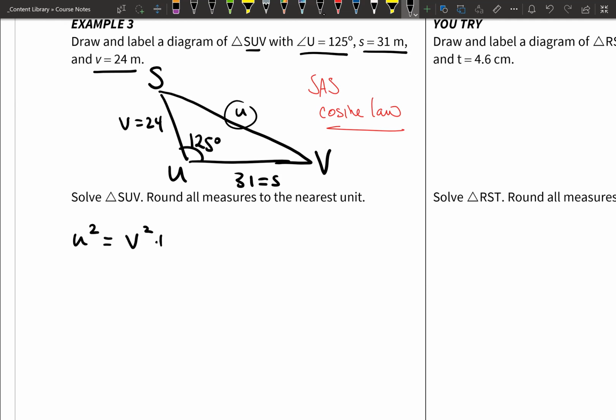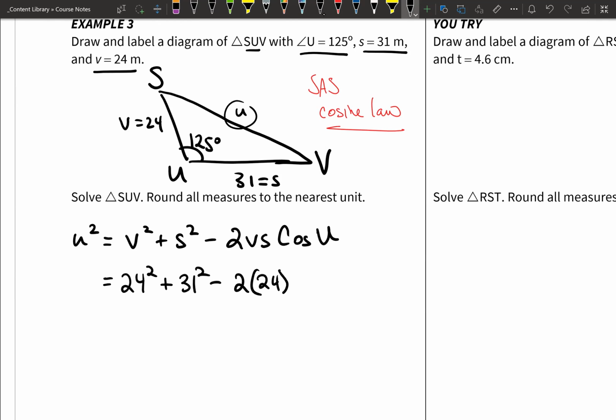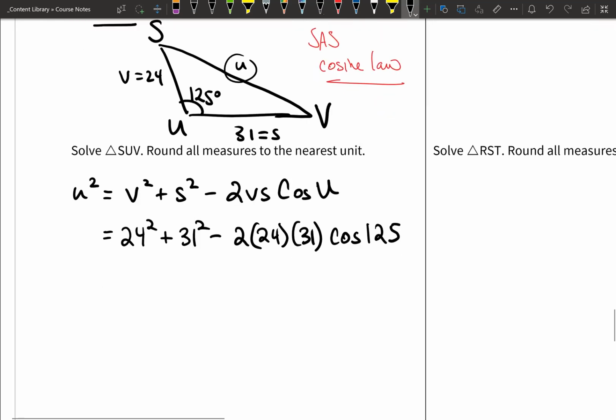V squared plus S squared minus 2 times V times S times the cosine of angle U. Okay, so just think of it like this. It's the sum of the squares of the other two sides, like the Pythagorean theorem, 24 squared plus 31 squared. But then you have to subtract 2 times those sides, 24 times 31, times the cosine of that angle you have between them, 125. Okay, so you can remember it like that, and that might help if you didn't have letters A, B, and C.